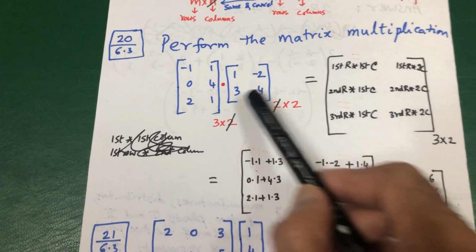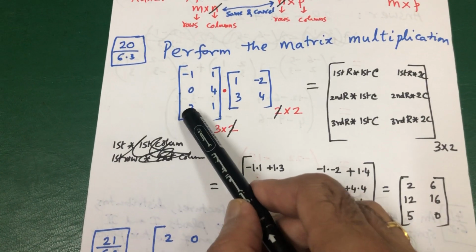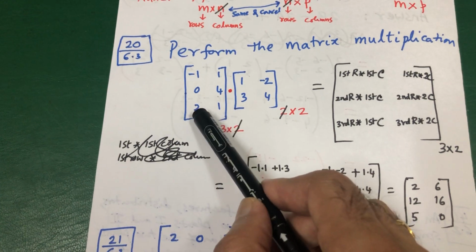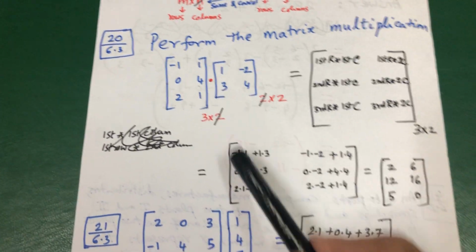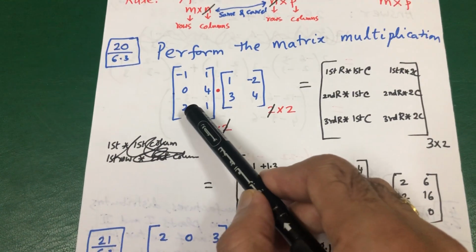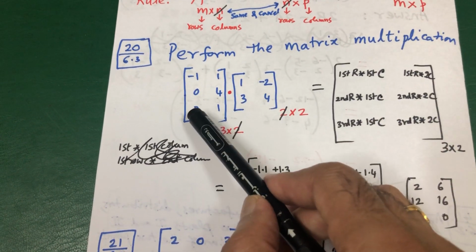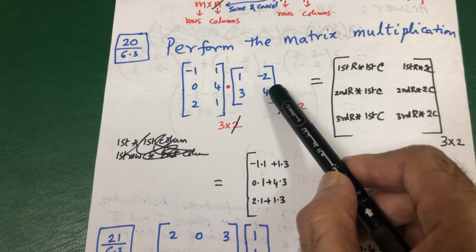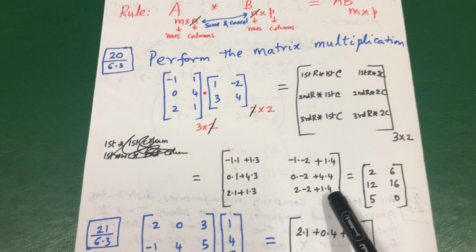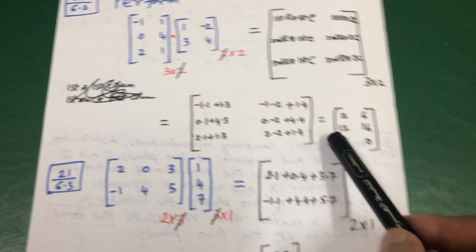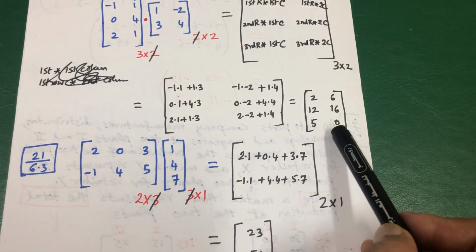Third row with the first column. Third row, take the first column, 2, 1, 1, 3. First element, second element. Again, third row with the second column. First element, second element. 2 multiply minus 2, 1 multiply 4. On simplification, you get 2, 6, 12, 16, 5, 0.